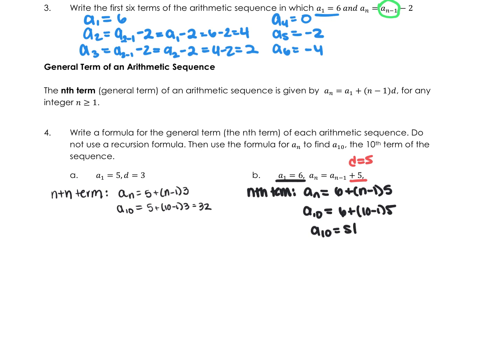Could I also have found A100 with that formula if I wanted to? Could I have found the 100th term? Yeah. Could I have found the 50th term? Yeah. So anytime I want to find any term in the sequence, I'm going to use this formula for the general term. This lets us find any term. That's what AN means. It means the nth term. If it says A20, it's the 20th term. If it says A50, it's the 50th term. Okay?